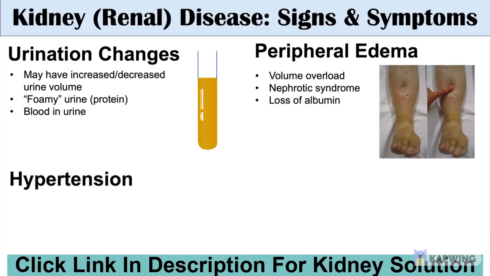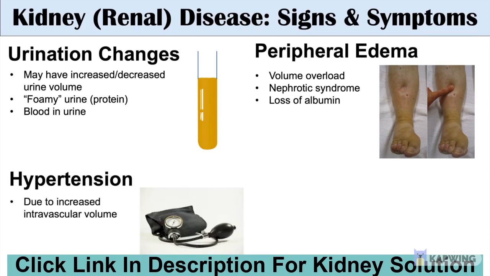The next sign we can see with kidney disease is hypertension, so high blood pressure. This is again due to increased intravascular volume. If an individual is not urinating enough volume off, they can have increased volume or increased fluid in their cardiovascular system. So we can see hypertension, or high blood pressure.